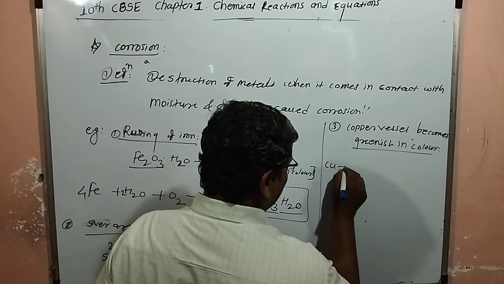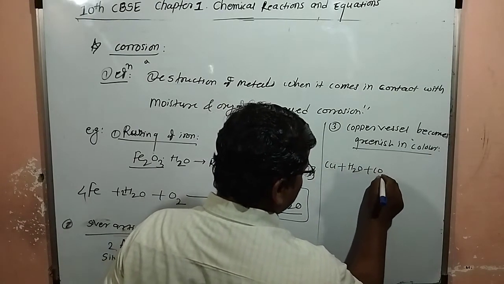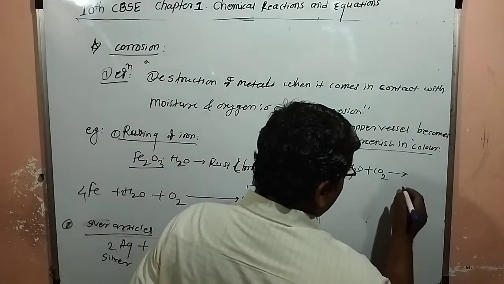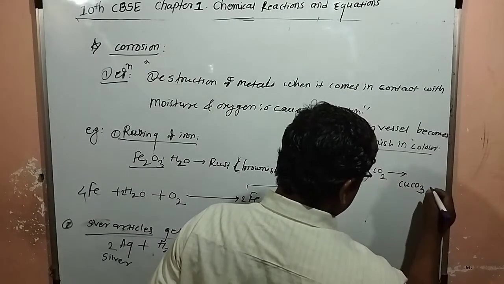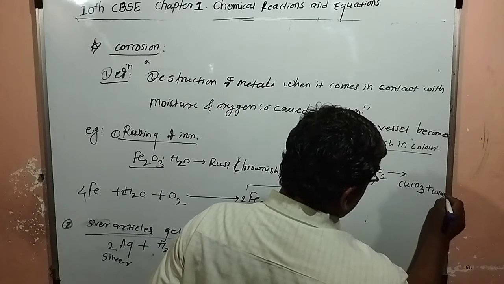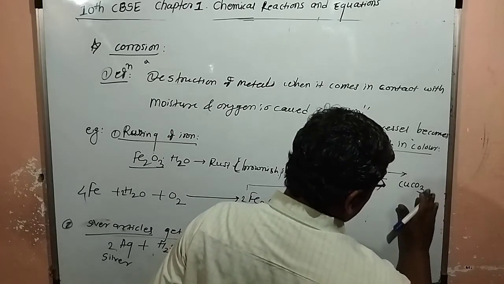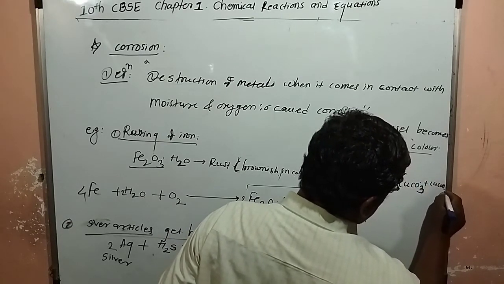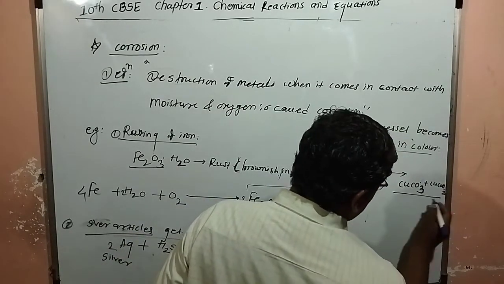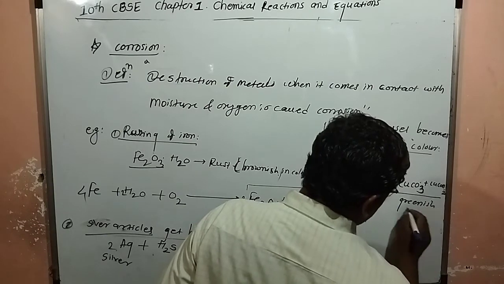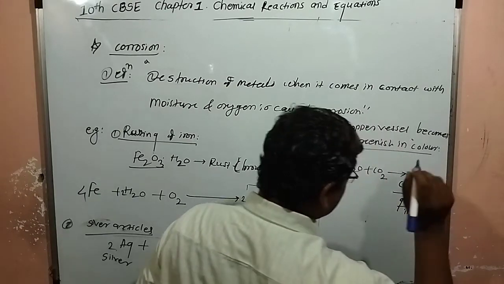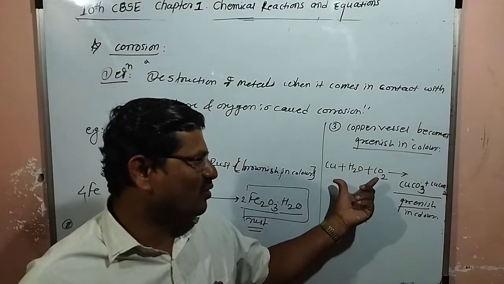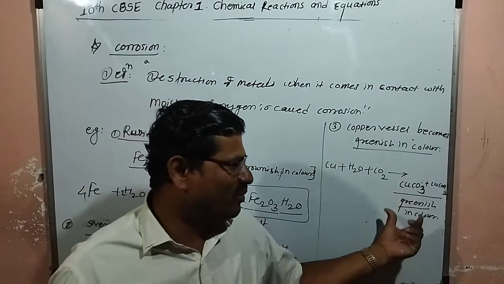So copper plus H2O plus CO2, it is forming CuCO3 plus Cu(OH)2. What it is forming? CuCO3 plus Cu(OH)2. So because of this CuCO3, it is becoming greenish in color. So these are the chemical reactions, and because of this, copper reacts with carbon dioxide and water and moisture, and it is forming a greenish layer.